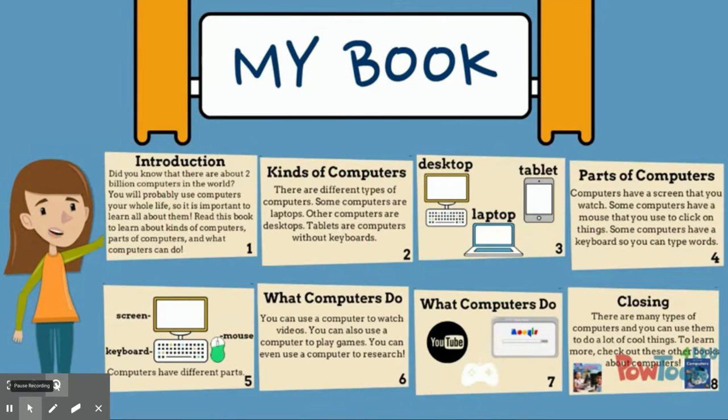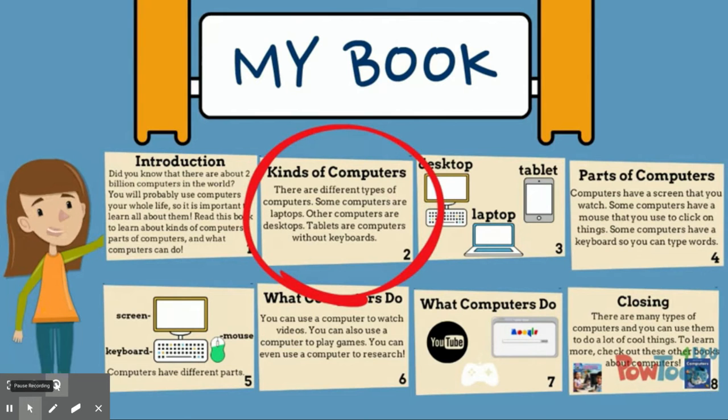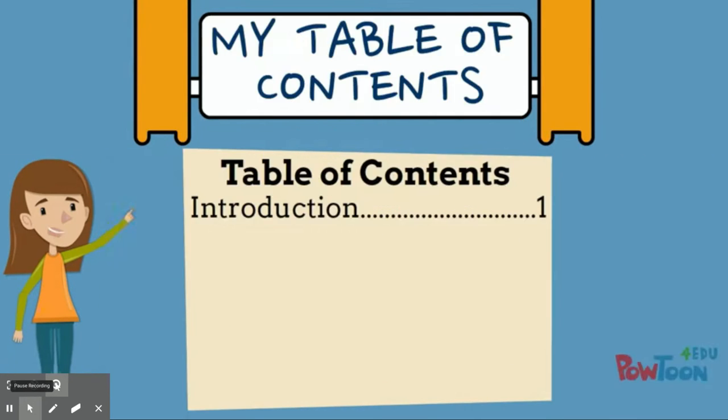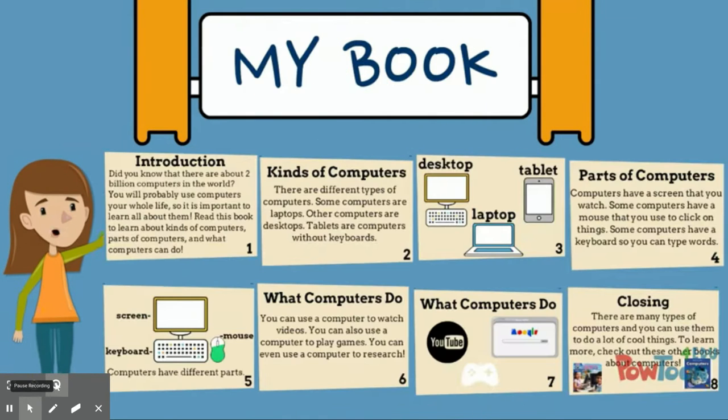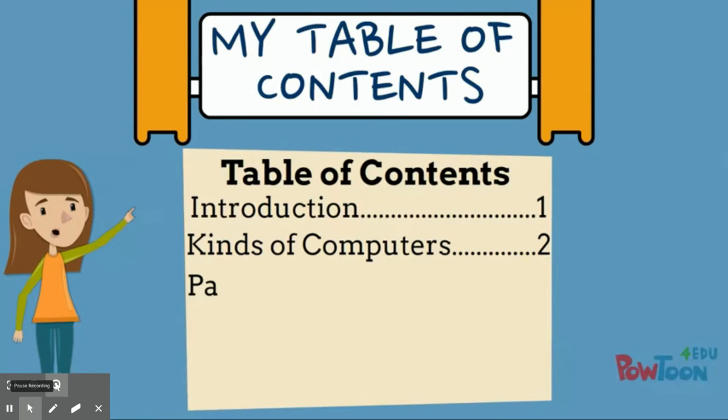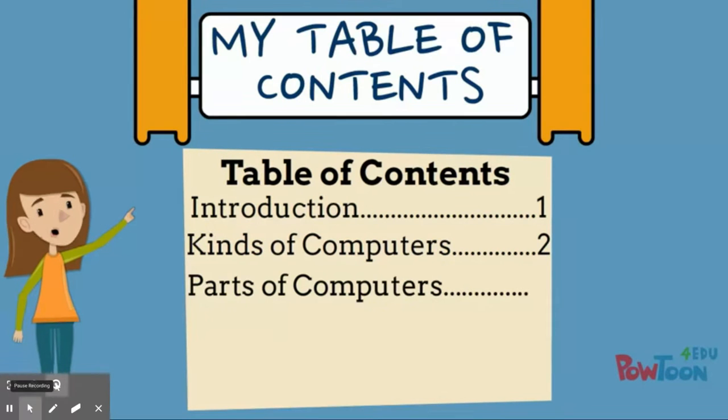My next section is called Kinds of Computers. It's 2 pages, but it starts on page 2. I will add this section to my table of contents. Next, I have Parts of Computers. It starts on page 4. I will add this section to my table of contents.